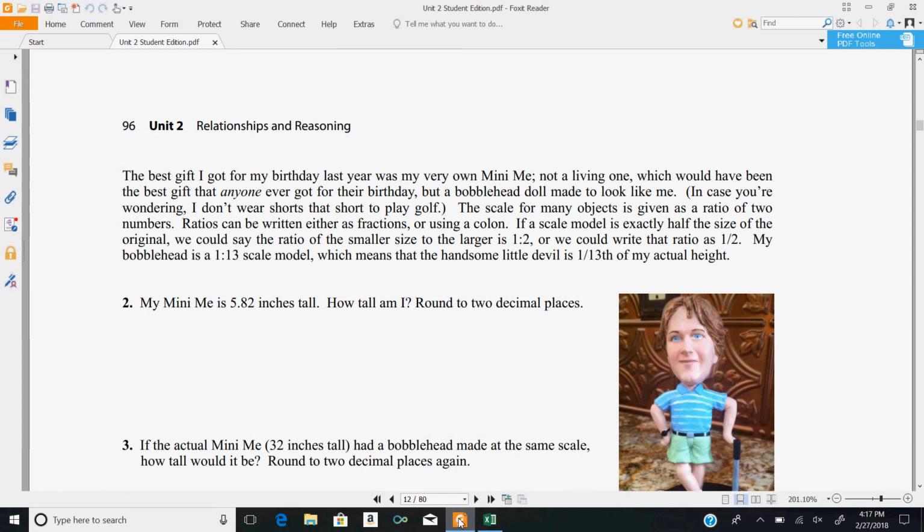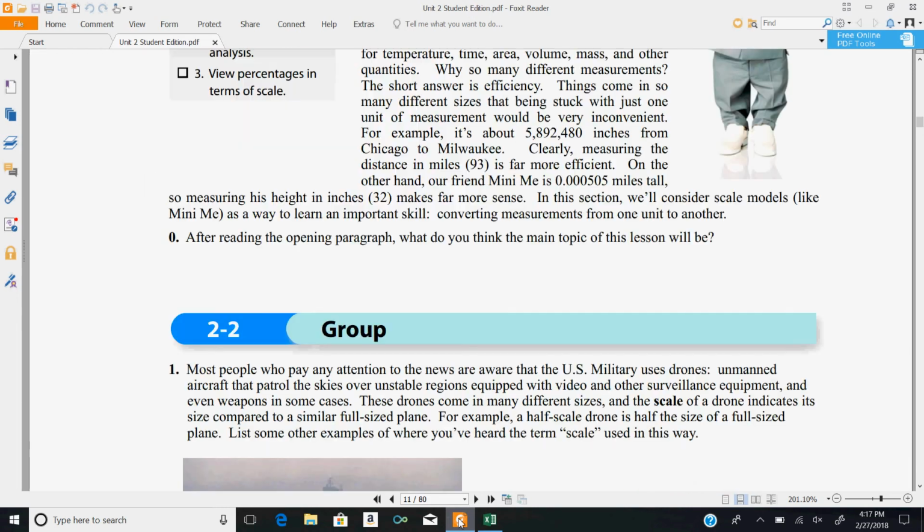All right, now that you have looked at the group work, you're ready to look at this. So I'm going to start with question 1. Question 1 says, list some other examples of where you've heard the term scale used this way. So they're talking about models. A lot of times you hear the word scale model.